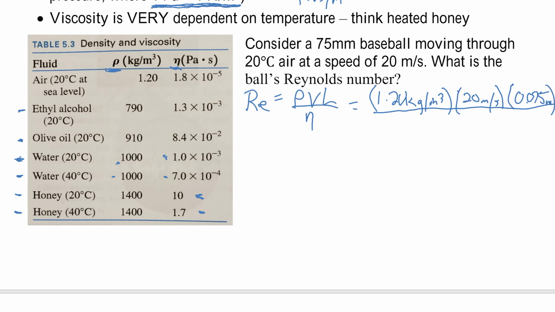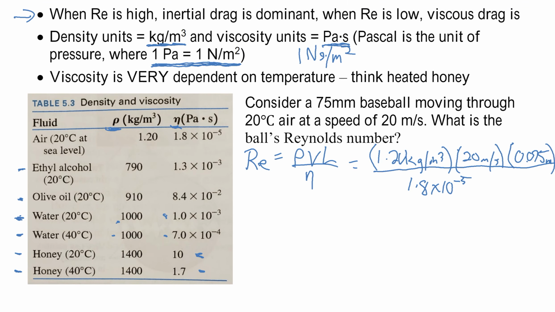We need the eta for air, and that is 1.8 times 10 to the negative fifth. Now, that's Pascal seconds, but that's not going to do us any good for checking units. Pascal seconds is newton seconds per meter squared, but newtons is kilograms meters per second squared, and then that's going to be times seconds per meter squared. So now everything's in kilograms, meters, and seconds.